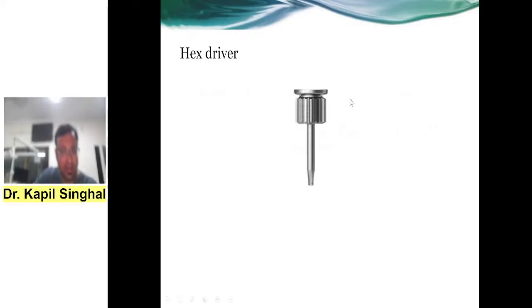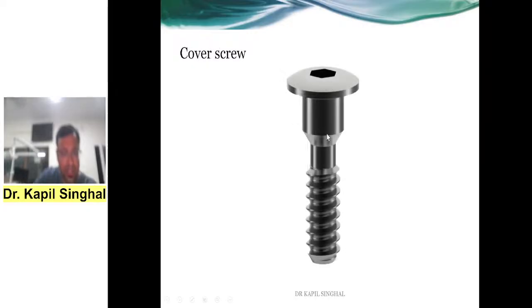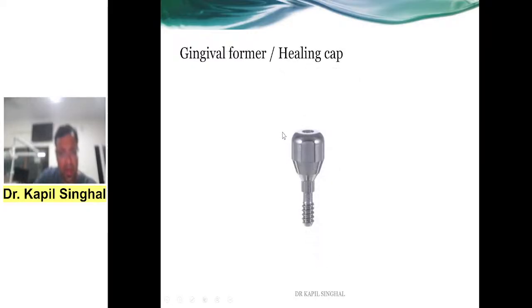This is the hex driver. So they can give you this picture and ask, what is this? This is a hex driver. So this driver is used to tighten all the components over your implant. Okay. So that is the cover screw, and now you will require a healing cap.